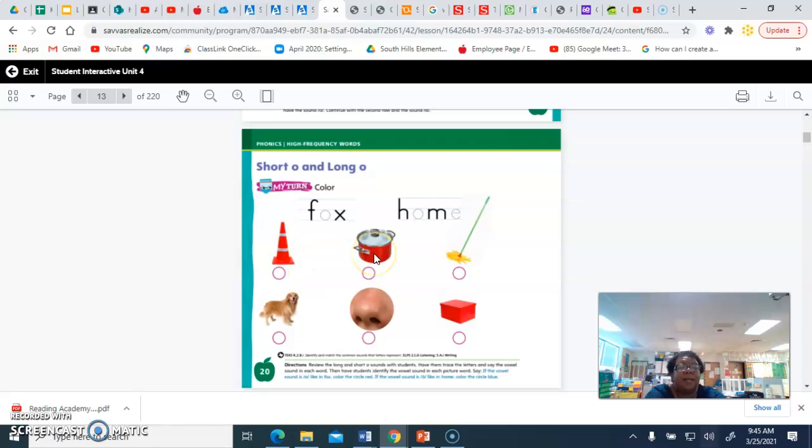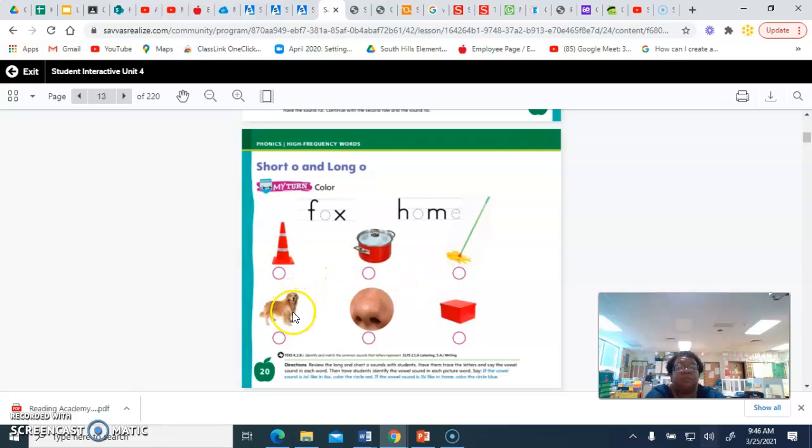Then we have pot. Is that like fox or like home? What letter should we write? Okay, this one should be letter R, like fox and pot. The next one, mop. Mop has the ah sound. So is that letter R or letter B? That one is like fox, so you're going to write the letter R.